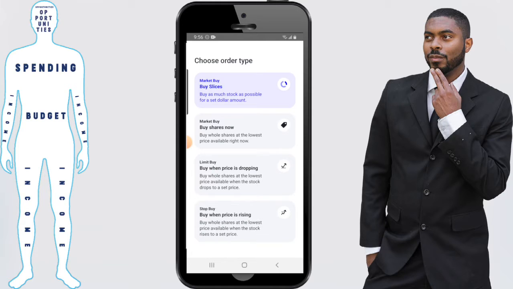Moving on, we have buy when price is dropping: buy whole shares at the lowest price available when the stock drops to a set price. And we have buy when price is rising: buy whole shares at the lowest price available when the stock rises to a set price. The last two are more strategic when you're looking to buy at certain times in the market to fit an investing strategy. This video is for demonstration purposes, so we're going to stick with the first one.